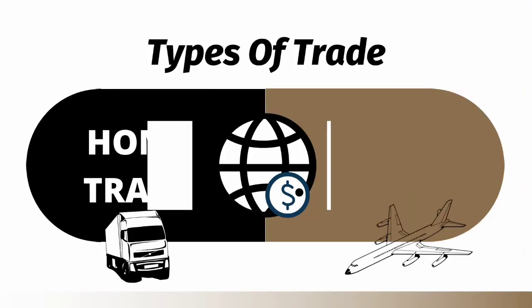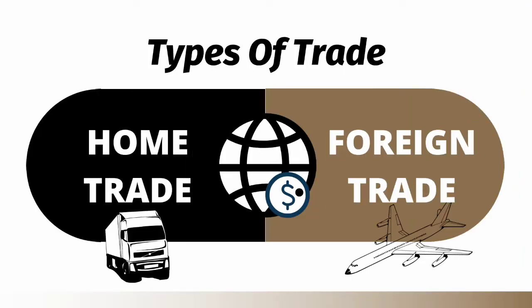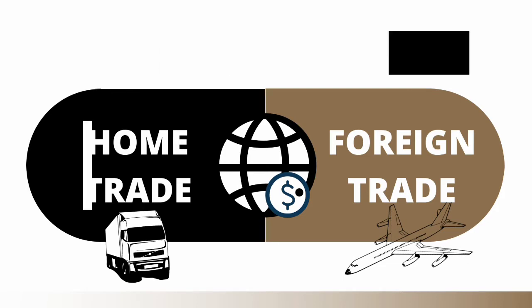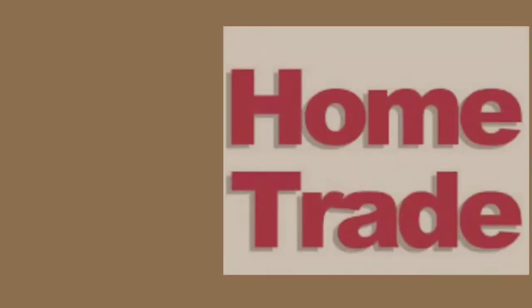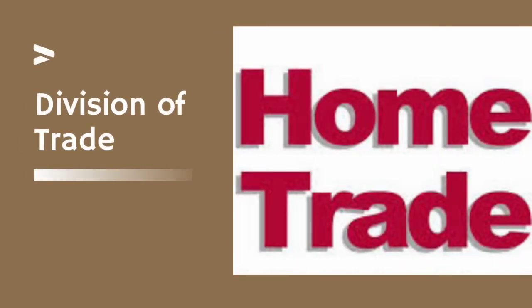Now, trade is divided into two parts. We have the home trade and the foreign trade. If you check the organogram on your screen, you see trade at the top. Then we have home trade and foreign trade. Under home trade, we have the retail and the wholesale. Then for foreign trade, we have the exports, imports, and entrepot. These are the divisions of trade. So let's move further. What then is home trade?